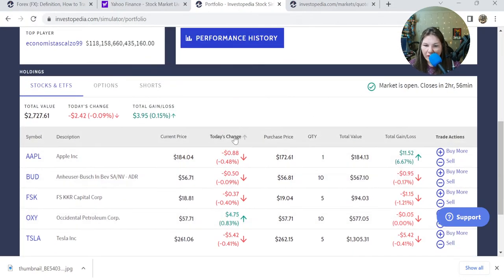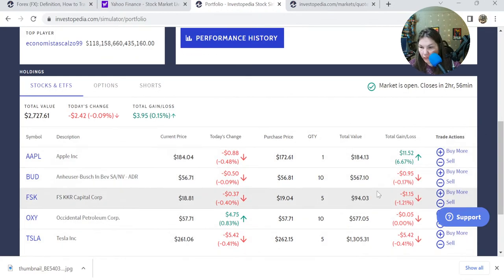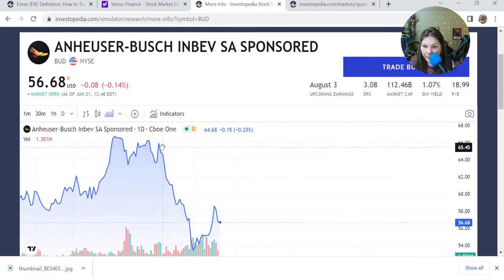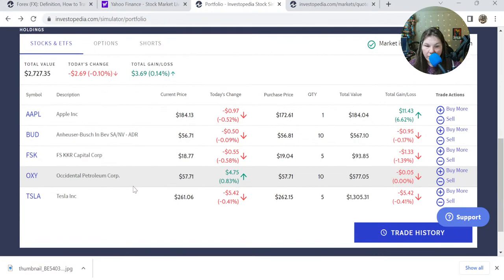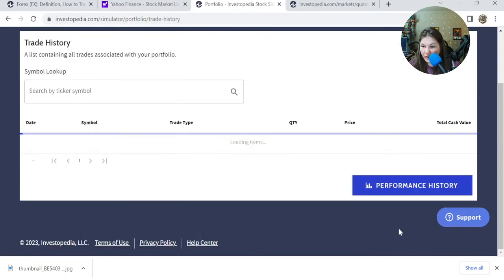You have to remember that a lot of these choices are based on we want to watch them and see what's going to happen, because overall, Anheuser-Busch, since we purchased it, is only down 95 cents, guys. Remember when we were watching Anheuser because of the Bud Light debacle? Well, we purchased Anheuser. When did we purchase it? Do we have a purchase history? Can we look at when we purchased it? No, we cannot.